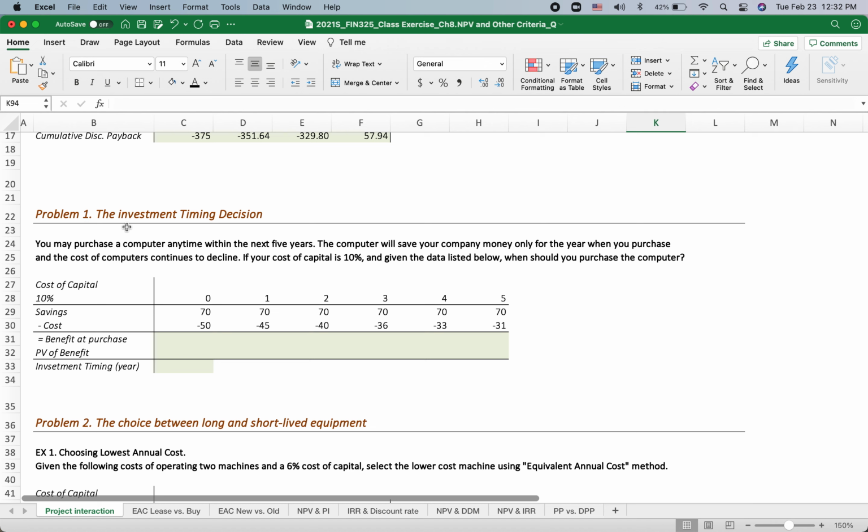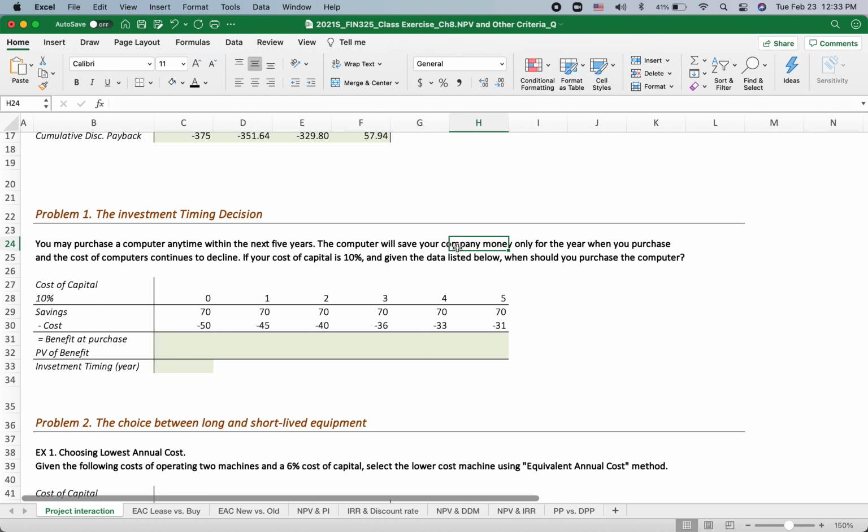So problem 1 is the investment timing. When would be the best investment timing? Today or in a year? In this case, you may purchase a computer anytime within the next 5 years. The computer will save your company money only for the year when you purchase, and the cost of computers continues to decline. If your cost of capital is 10%, and given the data listed below, when should you purchase the computer?